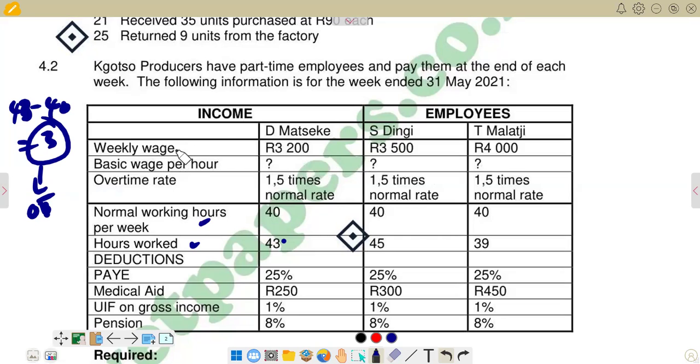So you see that we are also given the weekly wage. So it means the total wage that is going to be given there, we are already given. We have 2,200 for Mateke, 2,500 for SD and 4,000 for Malak. So we are going to fill them there. They are representing the total amount for the basic or the normal time. So we are going to fill as such there.